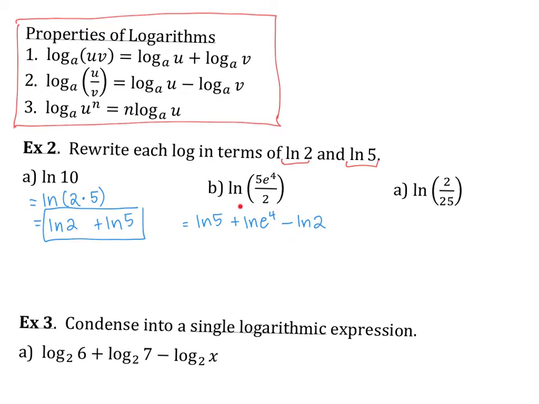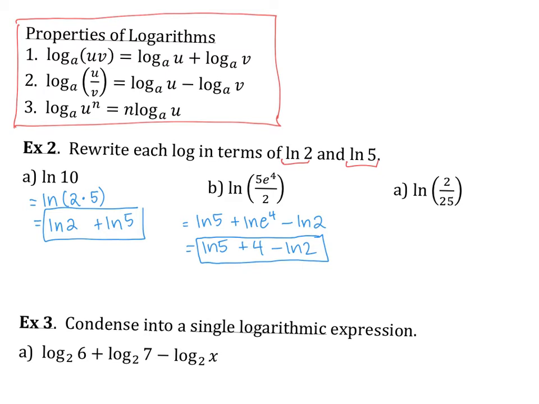This ln e to the 4th, I'm not allowed to have that in my answer based on the directions. Okay, so the ln 5 is fine. Now, what is ln of e to the 4th? Well, ln and the e kind of cancel out, so this just turns into 4. Okay, this is a good final answer. The only logs in my answer are ln 2 and ln 5, and then I have the constant of 4, which is perfectly fine.